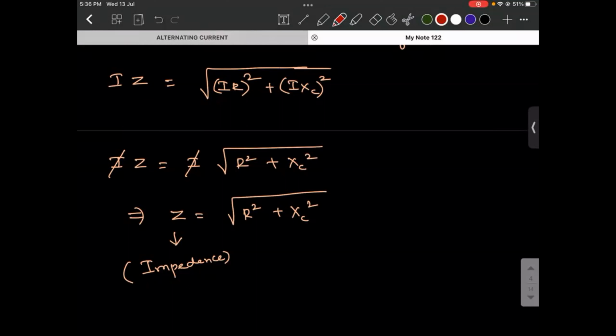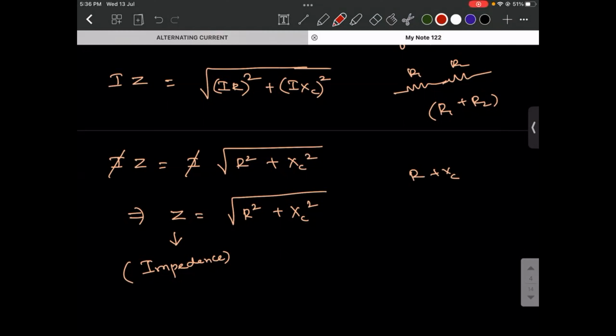See, if you can think of this fact. Had there been two resistors like this, R1 and R2, if they both were connected in series, what would have been the equivalent resistance? It would have been R1 plus R2. It's as simple as that. But here we can't do it. I didn't add R plus XC. Observe.